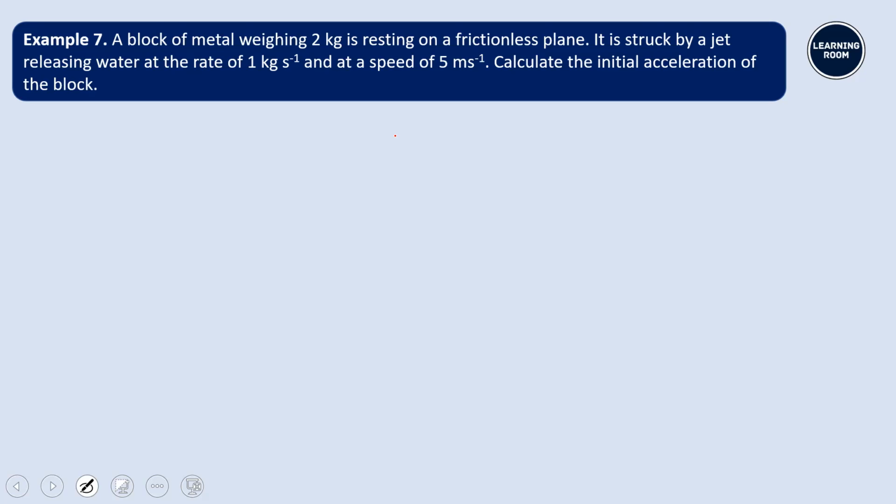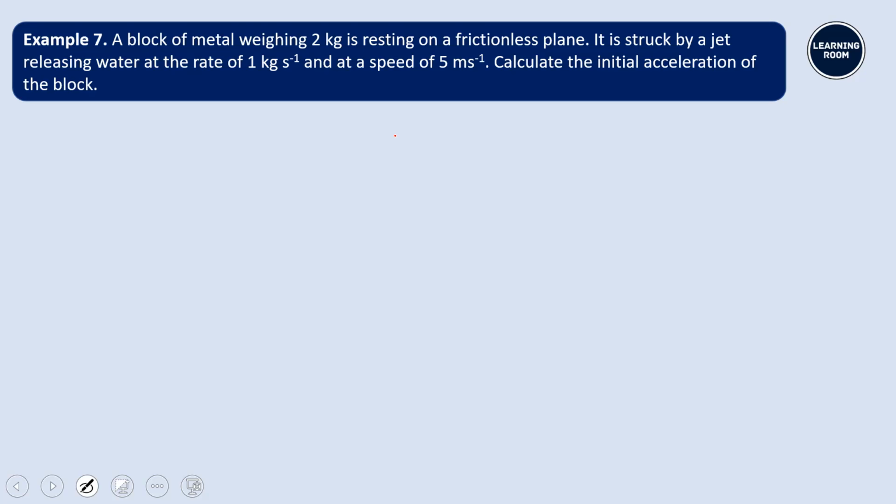If you look at the unit of it, it says the amount of mass that is coming out of the jet tube per second. So in 1 second, what amount of water is getting released? 1 kilogram of water. That's the meaning of 1 kilogram per second. And this is happening at a speed of 5 meters per second.